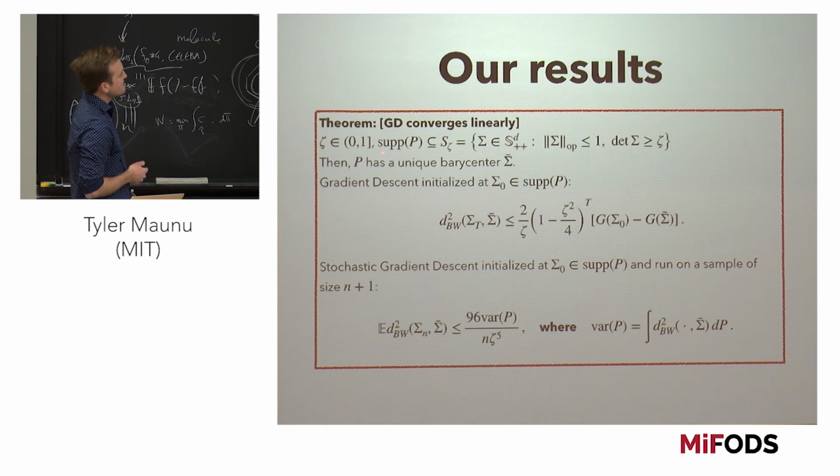And if this is the case, if the support of my distribution is contained within this set, then this P has a unique barycenter, and I get the rates of convergence that I want for gradient descent and stochastic gradient descent. That is, I get a linear rate whose rate depends on this parameter zeta, but it's still linear. And for the stochastic gradient method, I get something that looks like the variance over n, which is exactly analogous to that rate that you saw on Euclidean or Hilbert space, but in a non-convex setting.